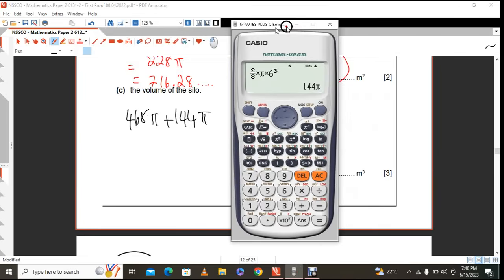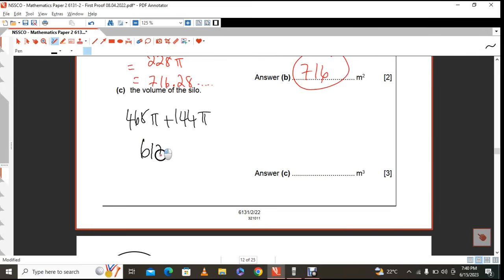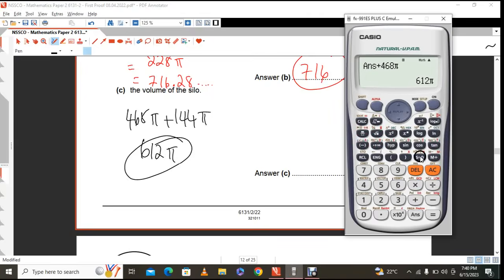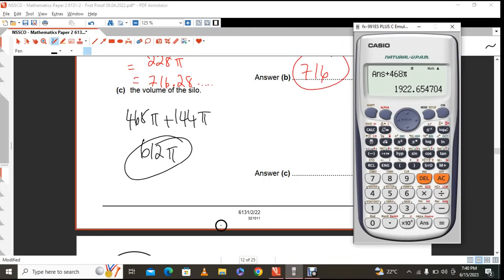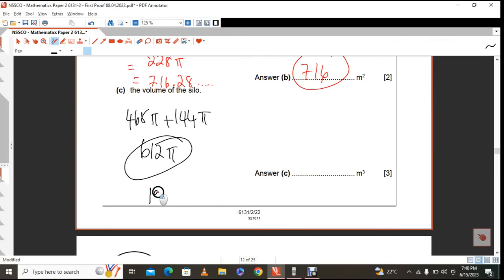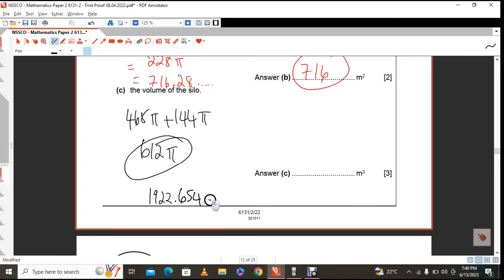So you will then go ahead and say, okay, plus 468 pi, well, that gives you 612 pi. So 612 pi is the correct answer. Of course, you can go ahead and leave the answer, and you can write down 1922, well, that was 654, and so on. And to three significant figures, it becomes 1920.